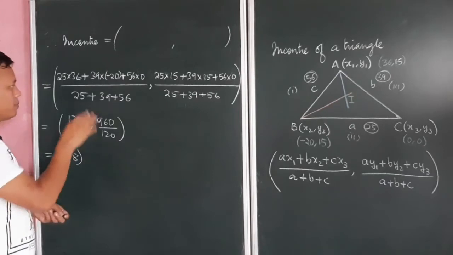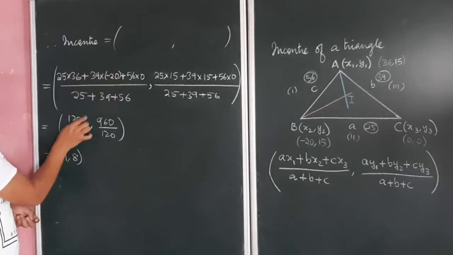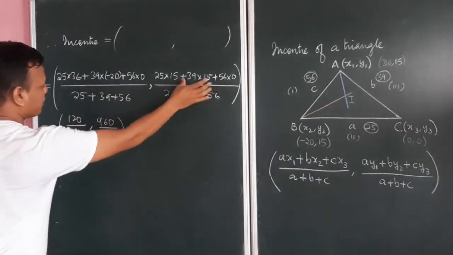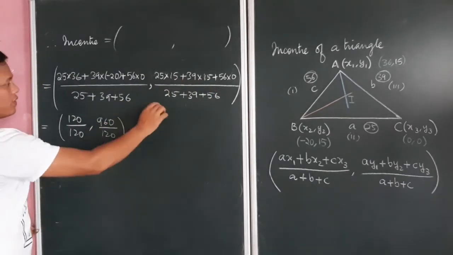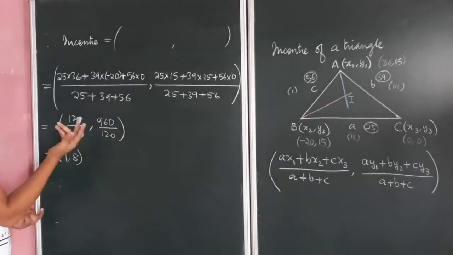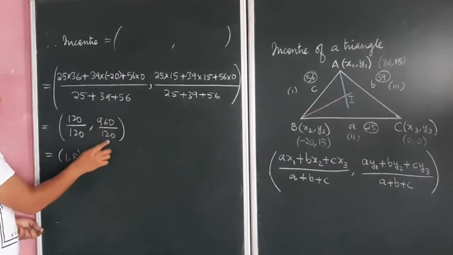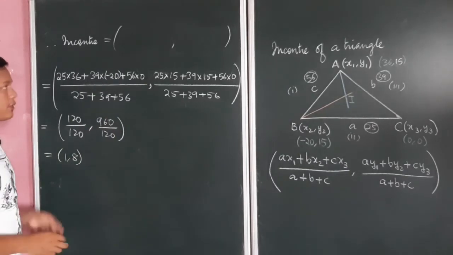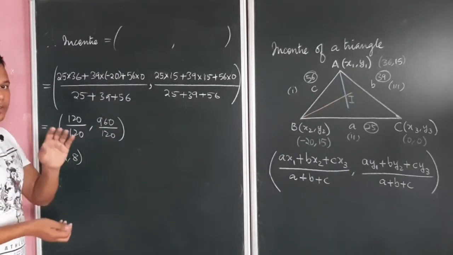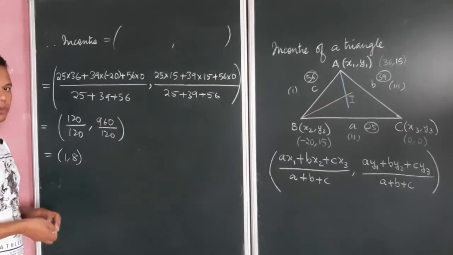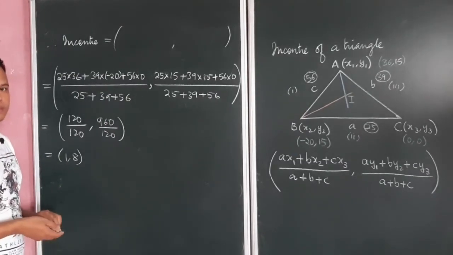After simplification, the numerator becomes 120 and the denominator, when you add them up, you will get 120. Similarly, when you simplify this, it turns out to be 960 whole divided by 120. Now it's simple: 120 and 120 get cancelled, so it is 1, and this gets cancelled and only 8 will be left. So what is the in-center of the triangle? The in-center of the triangle is (1, 8). You may pause the video to note this down.